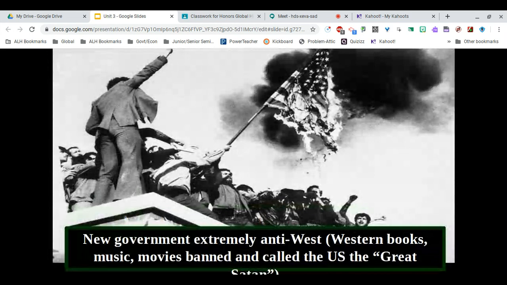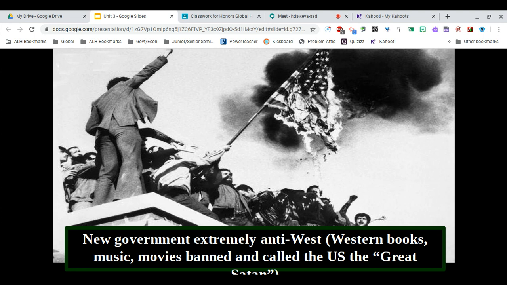In 1979, you also had the takeover of the United States Embassy in Tehran, Iran. And you can see this is an image of that takeover. Those that were in the embassy were held hostage for over a year. It was something like 400 some odd days. And this government is extremely anti-West. Western books, music, movies, they're all banned. The U.S. is now referred to as the Great Satan.